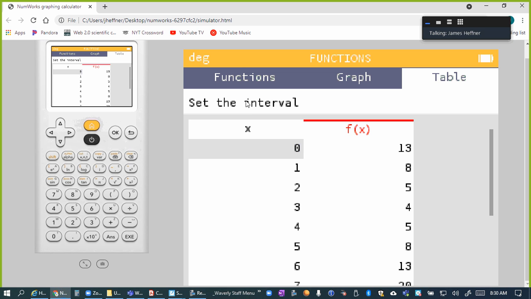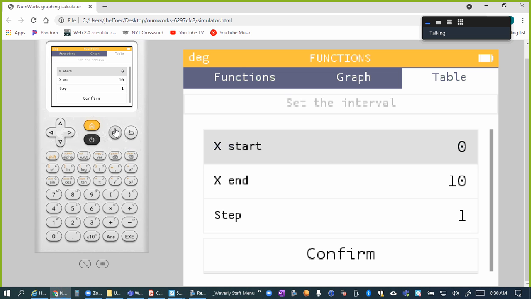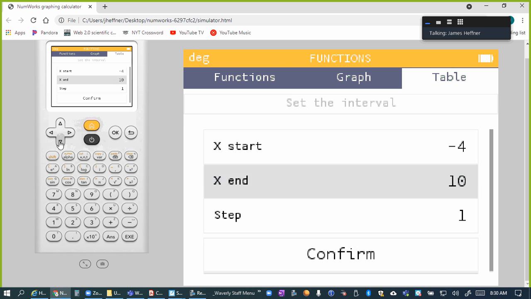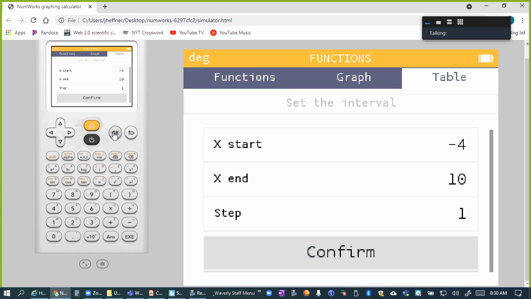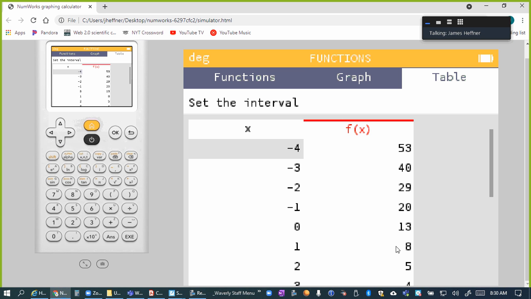We should set the interval. I hit this again, come down. So I just got my x starting. Let's do an x starting at, whatever, how about -4? -4 to 10, and we'll step by 1. Whatever. All right, so we got roughly some points to plot there.